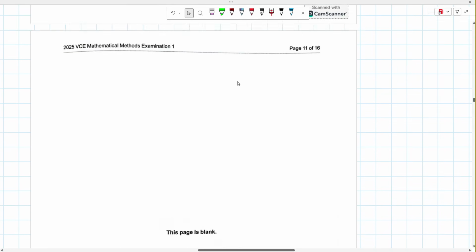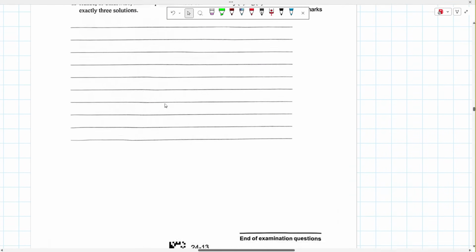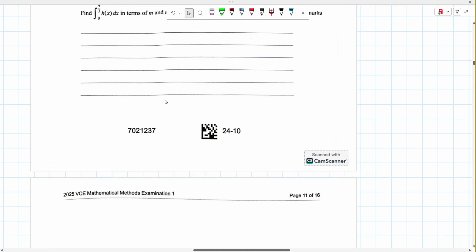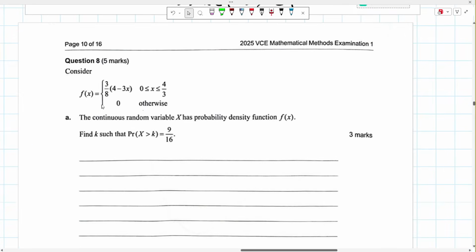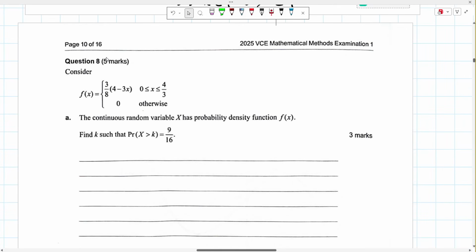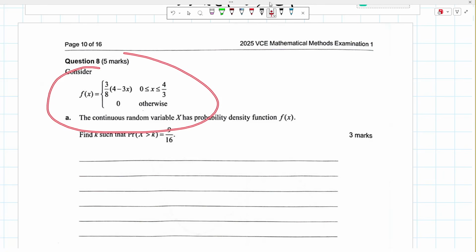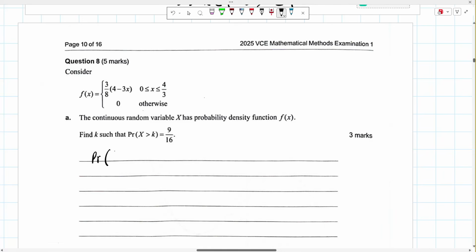Okay, this is a pretty big question, and we don't have too much longer to go here. So, okay. Consider f of x is 3 over 8 times 4 minus 3x, and x is between 0 and 4 over 3. The continuous random variable x has a probability density function of f of x, as we can see. Find k such that the probability x is greater than k is 9 over 16.